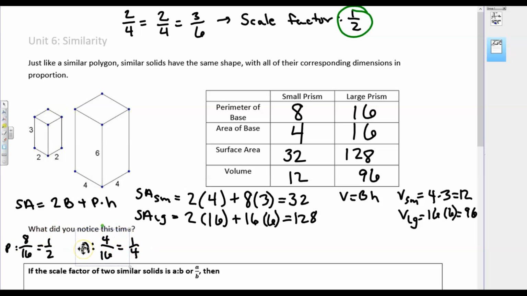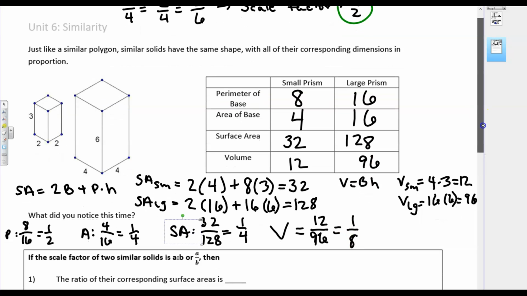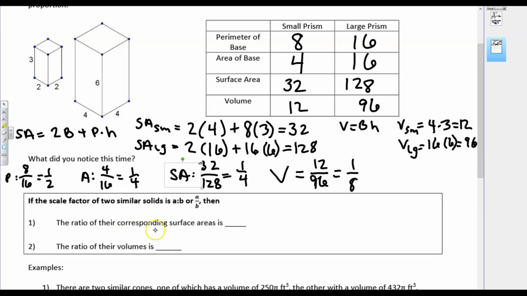So my perimeter and area are the same ratio as they were on the previous page when we were just talking about two-dimensional area. And then surface area, if I do 32 over 128, that also reduces to 1/4. That's still a squared relationship. But my volume, on the other hand, 12 over 96, becomes 1/8. 1/8 is 1/2 cubed. So if I have a scale factor of a over b, then the ratio of the surface areas is a squared over b squared, while the ratio of the volumes ends up being a cubed over b cubed.